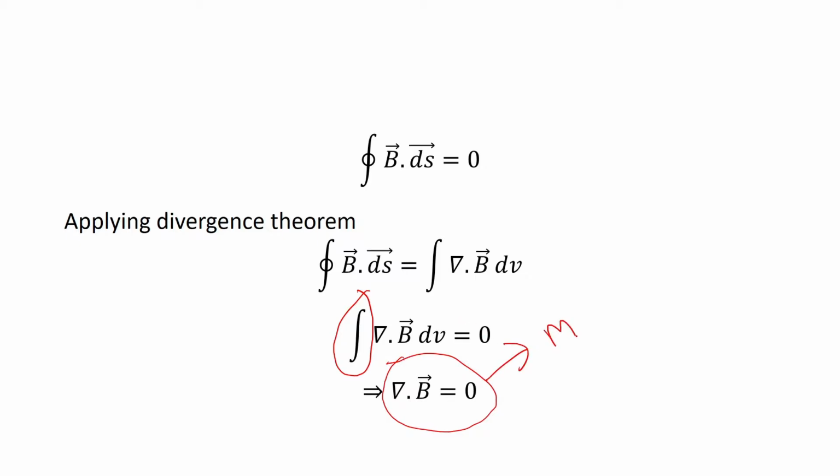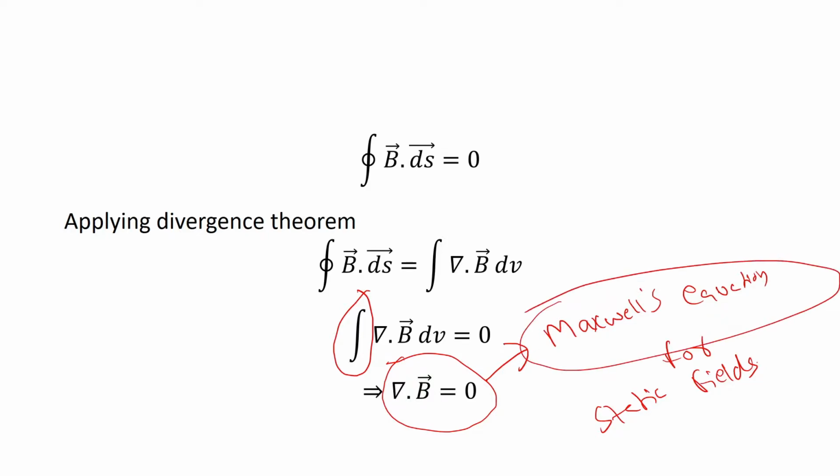This is the final Maxwell's equation for static fields. We will combine all these equations and have a special discussion on Maxwell's equations in the next section. But right now, I can say that this is the final Maxwell's equation for static fields.